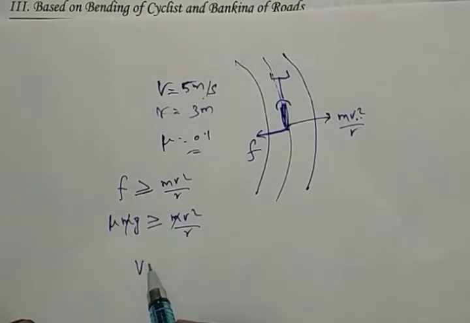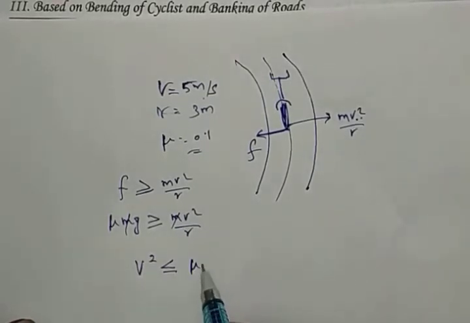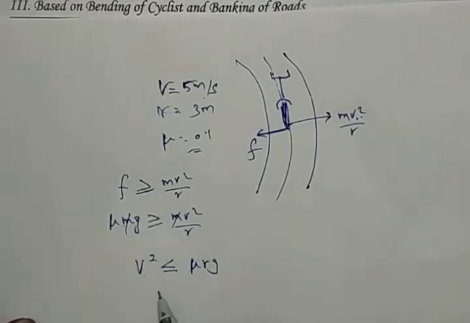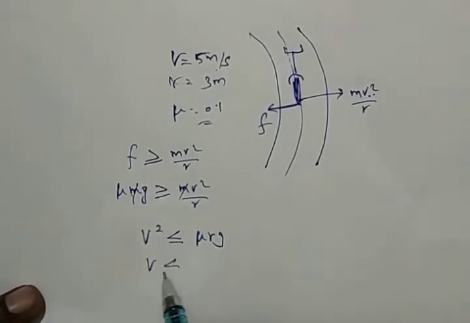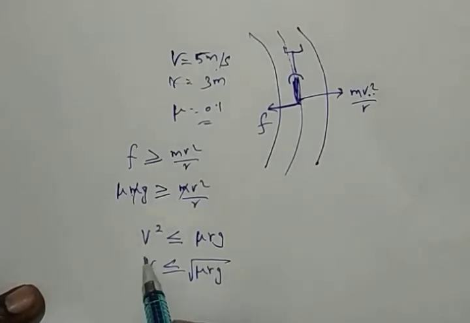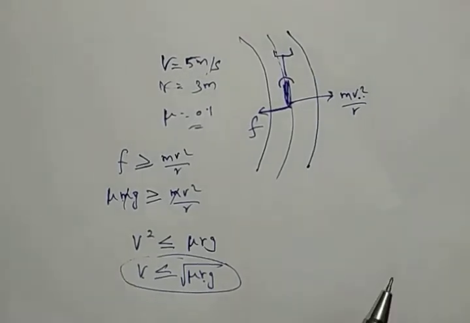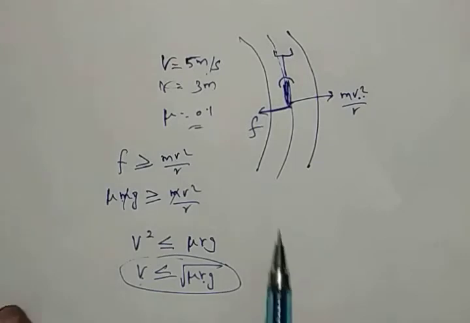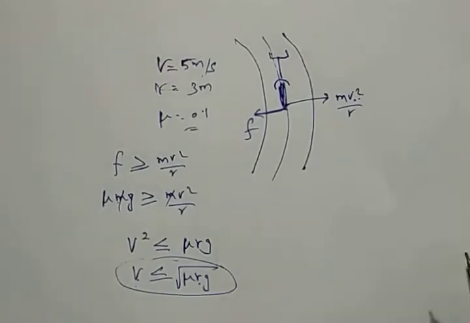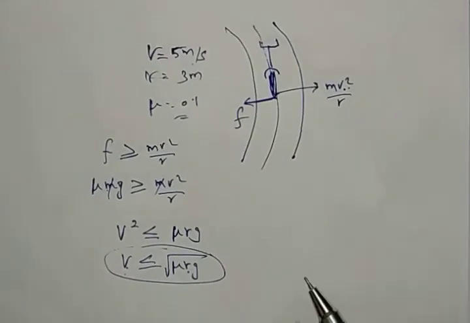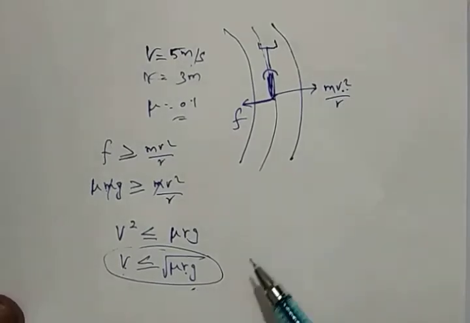So what is v squared? It should be less than or equal to mu into r into g. So v should be less than or equal to the square root of mu into r into g. When the velocity is equal to this value, then he is safe. If the velocity is greater, he will not be able to hold on, he will be slipping and falling. So it is asked, will he slip or not?